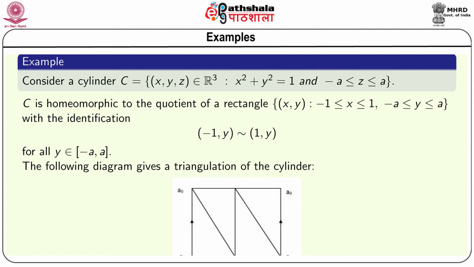The following diagram gives a triangulation of the cylinder. Here we see that the left edge of the rectangle, A0 A1, is identified with the right edge of the rectangle, that is again A0 A1, and this identification gives us the cylinder, and the diagram shows how it can be triangulated.